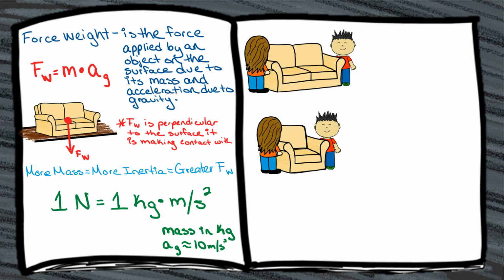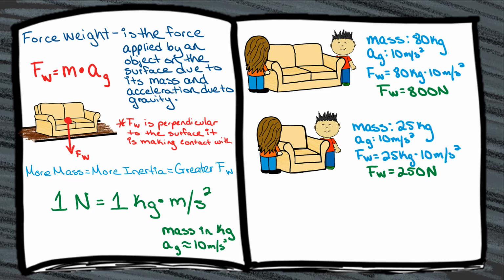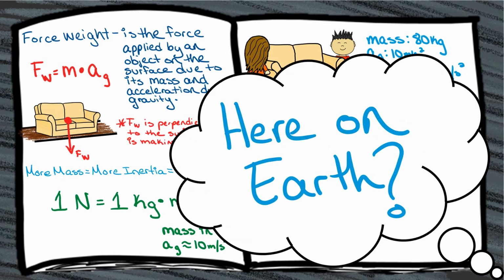Despite gravity being the same around them, their masses are different. Thus, their force weight will also be different. The bigger couch will have a force weight of 800 newtons and the smaller couch will have a force weight of 250 newtons. Now, this means that a greater force is going to be required to overcome the more massive couch's inertia. Another good question, Alex.